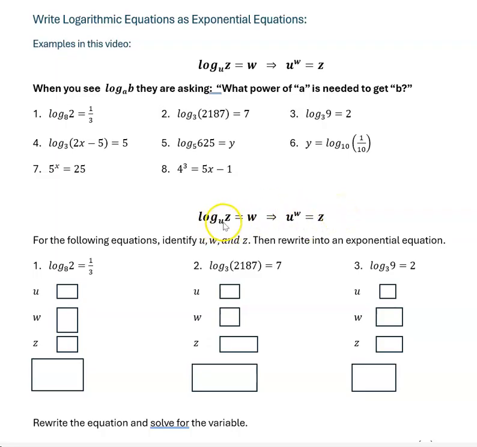And you can see that the base u is the base in this exponential expression as well. And what we're asking is u to what power equals z? And then what we're trying to get it to equal is that z right here.